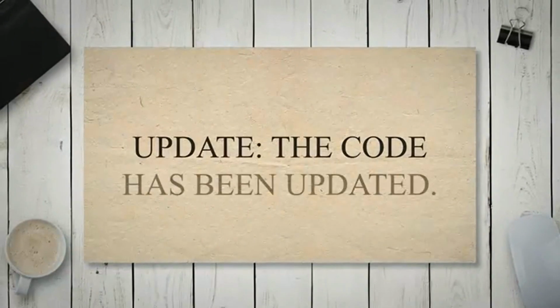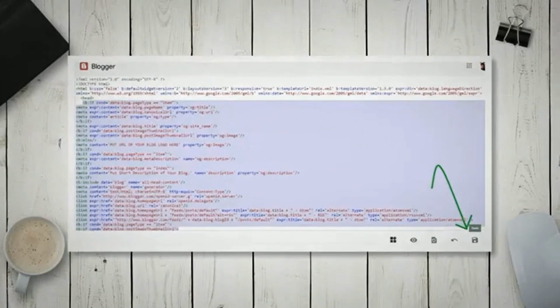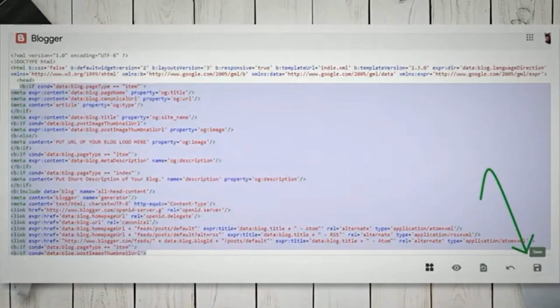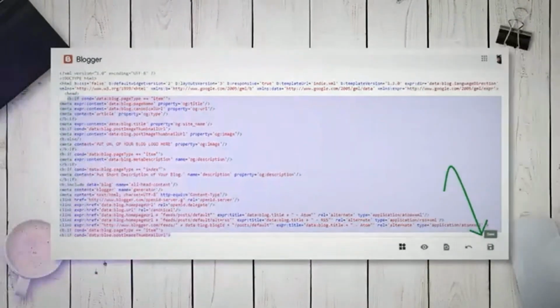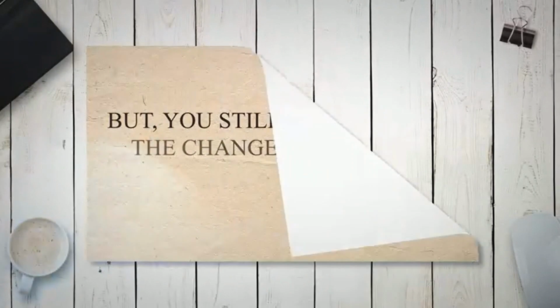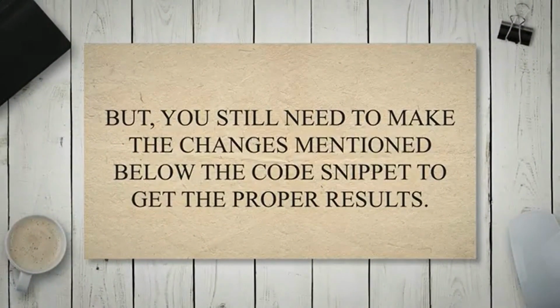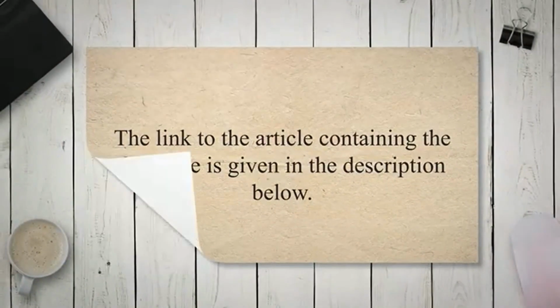Update: the code has been updated. The single quotes in certain places have been replaced with double quotes to prevent the error messages that the Blogger HTML editor was producing with the unmodified version. But, you still need to make the changes mentioned below the code snippet to get the proper results. The link to the article containing the full code is given in the description below.